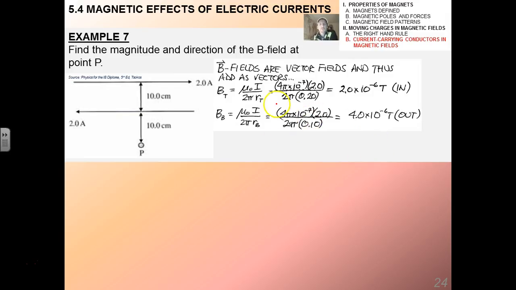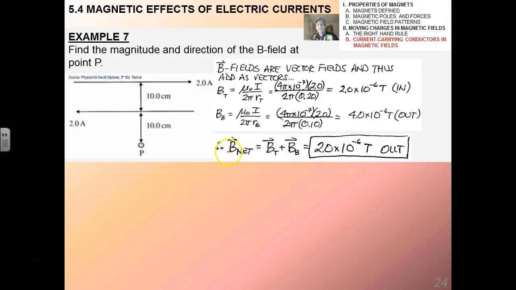Okay? All right, so I'm going to figure out what both of them are. The top wire I'm calling B sub t. That is 2 times 10 to the minus 6 Tesla, inwards of course. And the bottom is 4 times 10 to the minus 6 outwards, which, like I said, was greater. So the net field is the addition of the 2, where notice that one of them would be negative, and it doesn't matter to me.